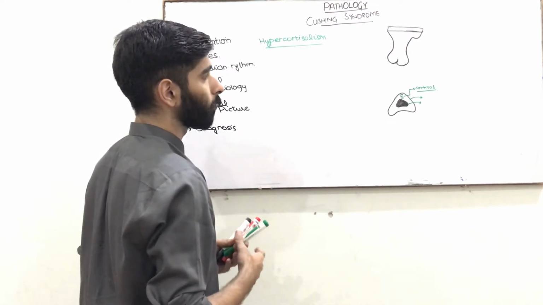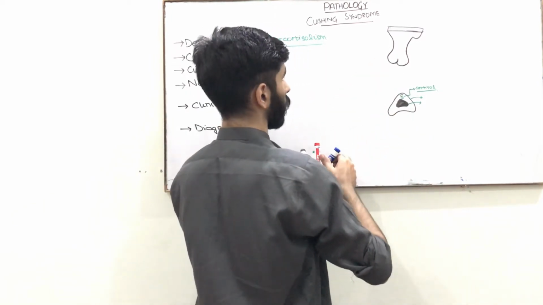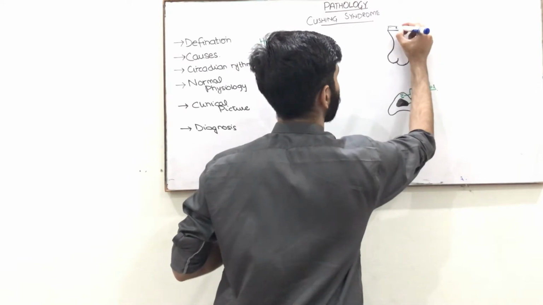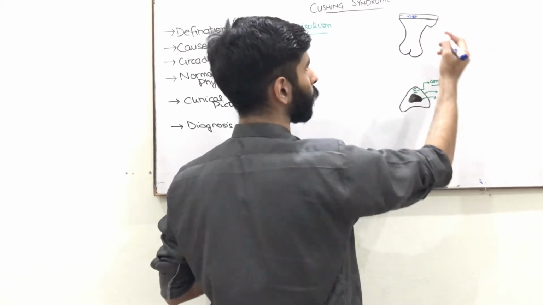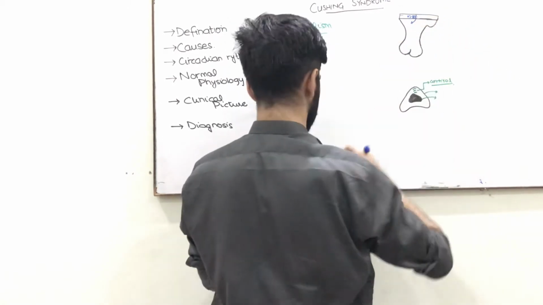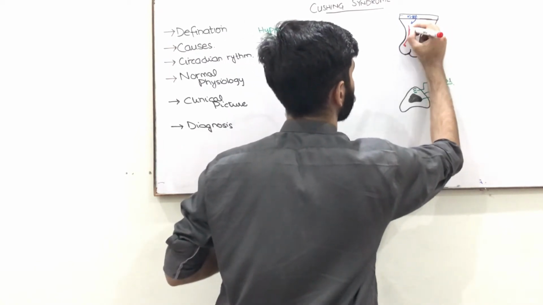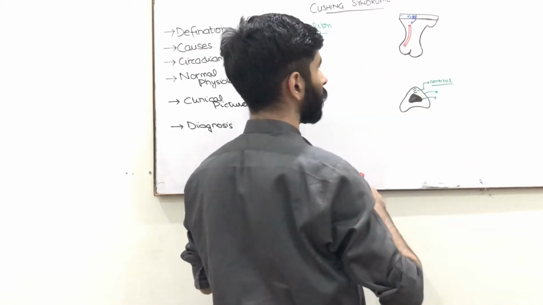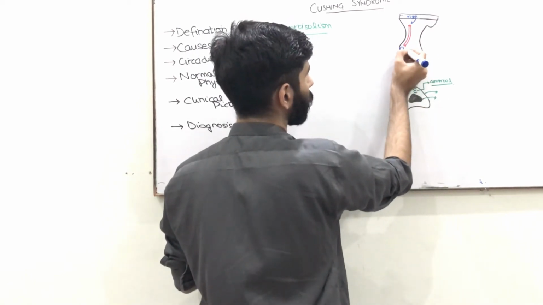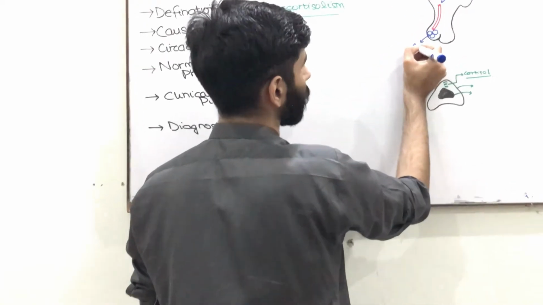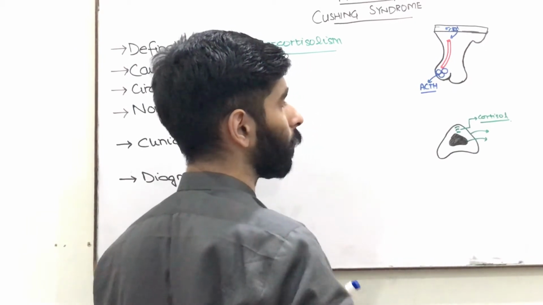There are various mechanisms which control the production of cortisol. For example, the hypothalamus releases CRH or CRF, corticotropin releasing hormone, which enters the blood vessels and is carried to the anterior pituitary and stimulates the corticotrophs to release ACTH. So the hypothalamus releases corticotropin releasing hormone which enters the blood vessels.